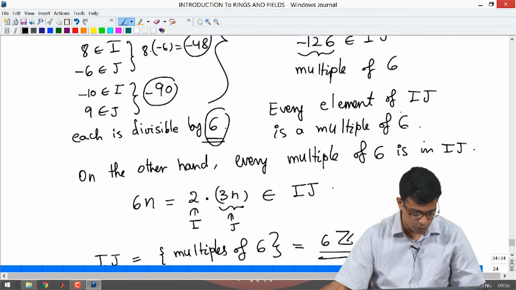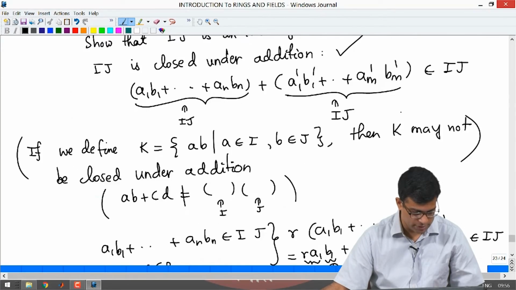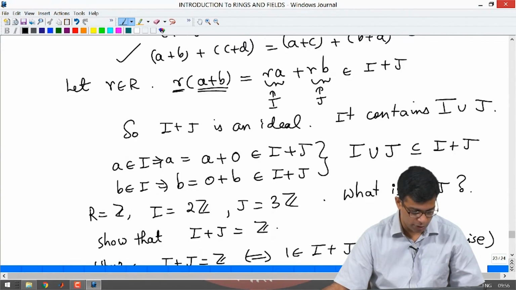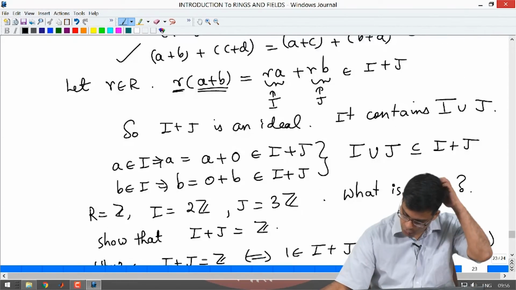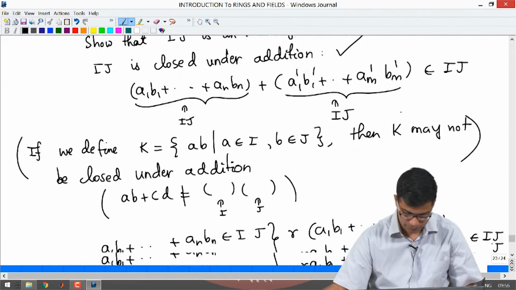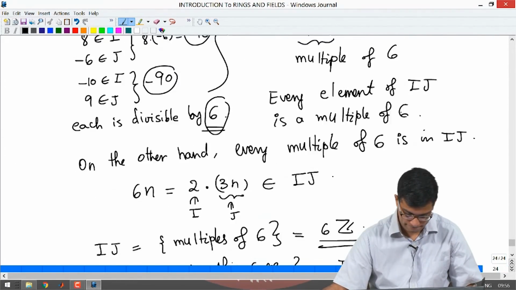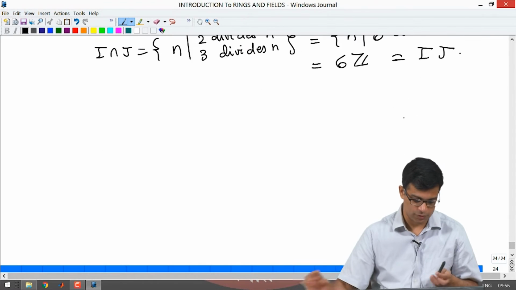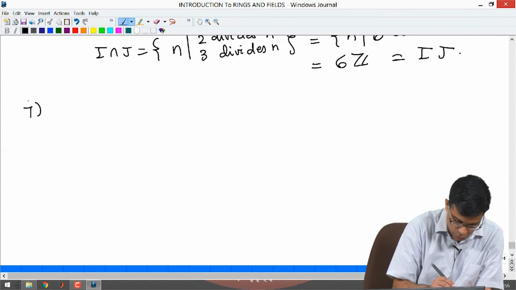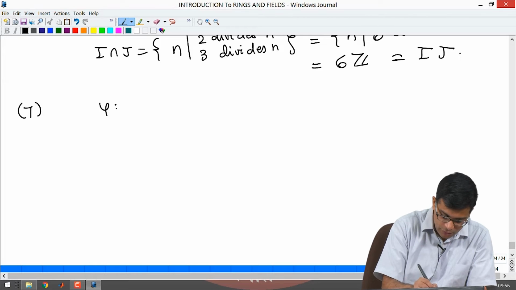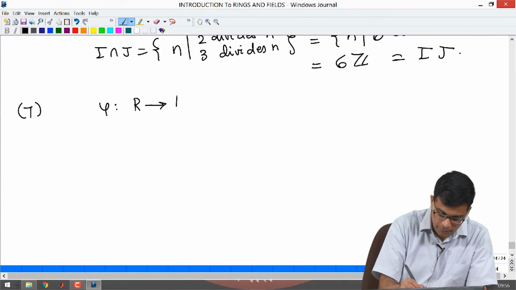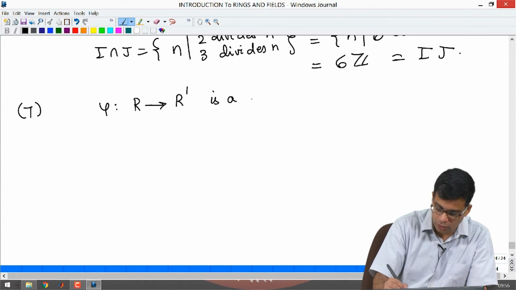So, now let us continue. What I want to do next is continue talking about ideals. So, let us say I am going back to see the numbering now. So, we have done 6 problems, let us continue with 7th problem. Okay. So, 7th problem is also about ideals. Let us look at the following. So, let us say phi from R to R prime is a ring homomorphism.